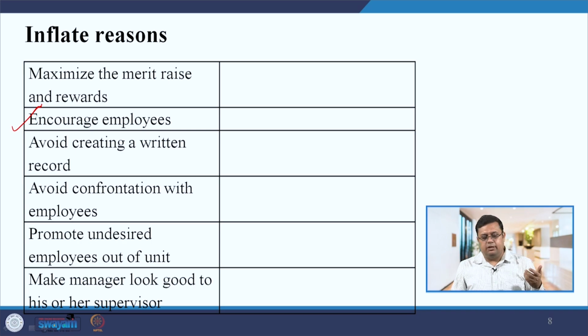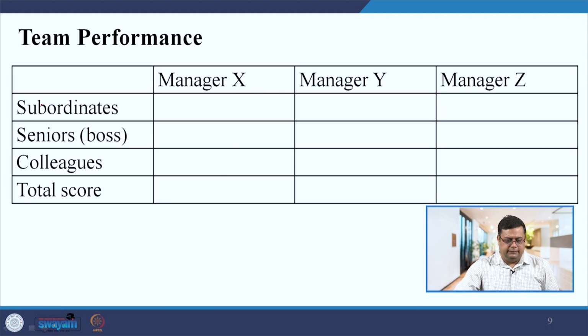It is impossible to remove the biases from this system, because we are all human beings. Some biases will be there, conscious or unconscious. But the moment you acknowledge that some biases are there, and because of these biases inflation is taking place in the ratings, then you should make an effort to remove and reduce that, right. So that is how you can understand why performance ratings are distorted in the organization.